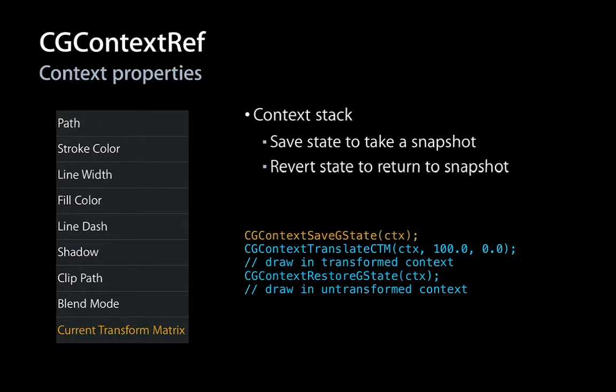So the first thing we do is call save gstate, and that pushes a copy of the context onto the stack. Then we do some translation, translate 100 to the right or left, or however we wanted to translate it. And then all the drawing that we do from that point forward lives in that translated user space. So we've changed the definition of what a point is and where they lie and so forth. And so all the drawing that we do from that point forward is affected by those changes. Then when we call restore gstate, all of our changes are thrown away and we're back to the context that we had before we called save gstate.